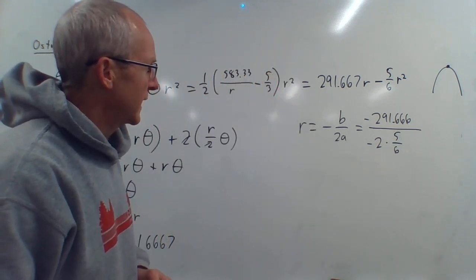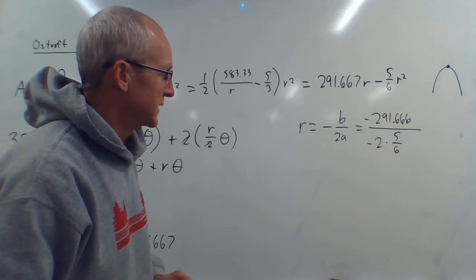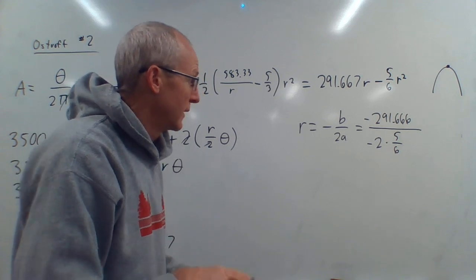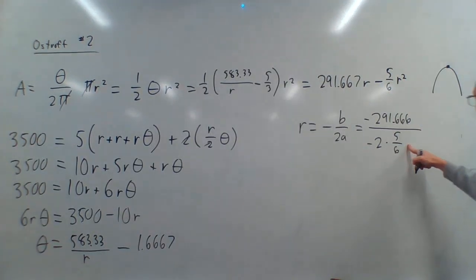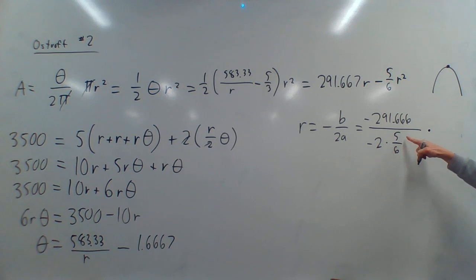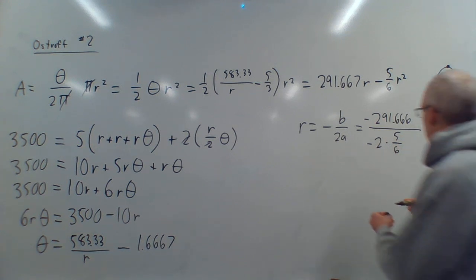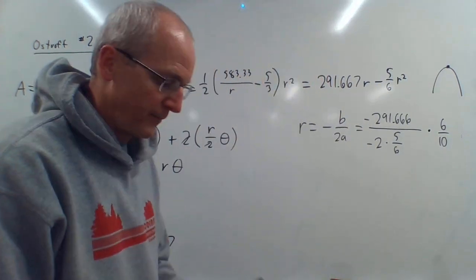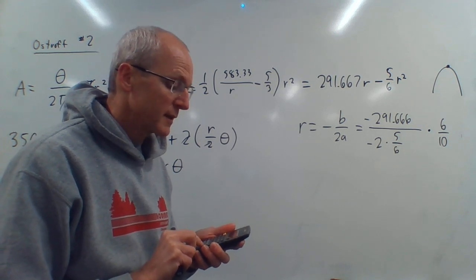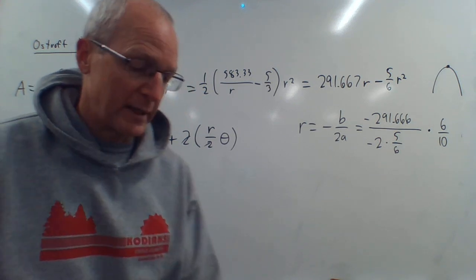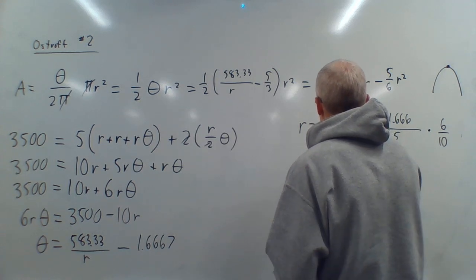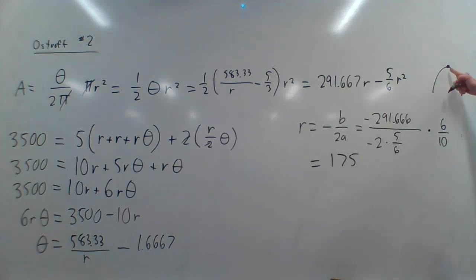Okay, so now we just get a number for that. I should have tried to change the 5/6 to a decimal, but whatever. Now this is going to be tricky. So 2 times 5/6, that's 10/6. Dividing by 10/6 is like multiplying by 6/10. The bottom goes on top. Yep, that's right. So 291.6666666 times 6 divided by 10. Ooh, it ends up being a nice number, 175. So the radius is 175. That's what gives us that peak.